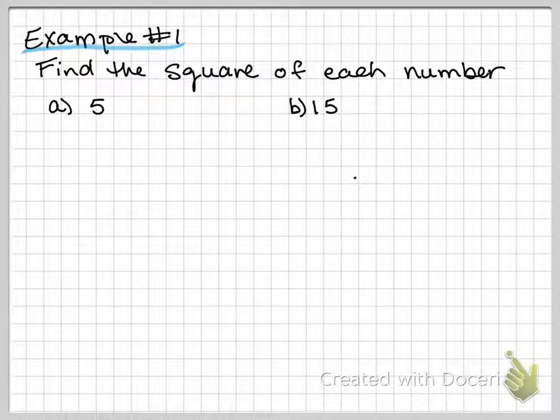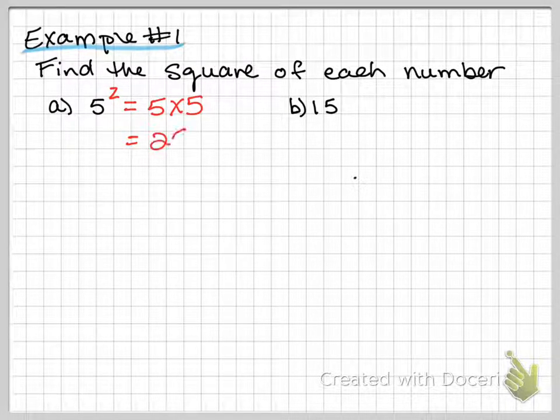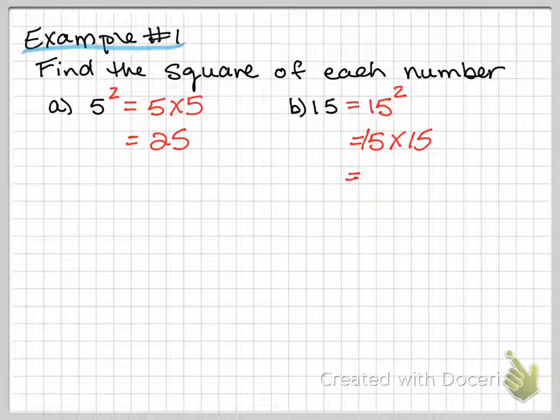So let's look at some examples of this. When we're finding the square of each number, this is review from our last lesson. So 5 squared equals 5 times 5, and 5 times 5 is 25. If I'm squaring 15, 15 squared, we write with an exponent. So that would be 15 times 15, and 15 times 15 is 225.